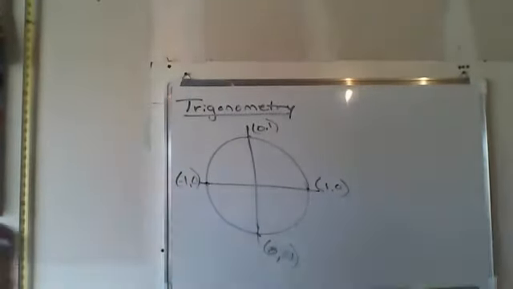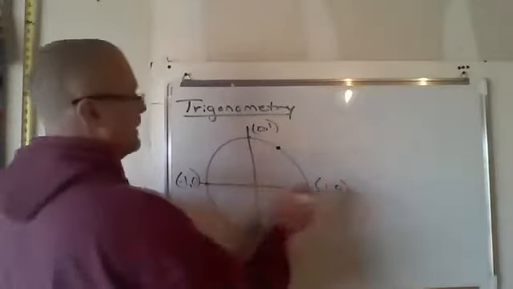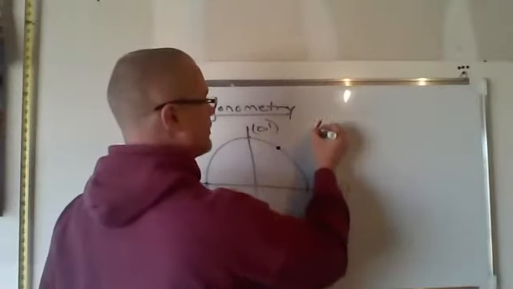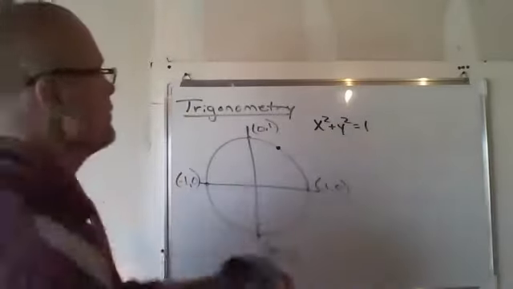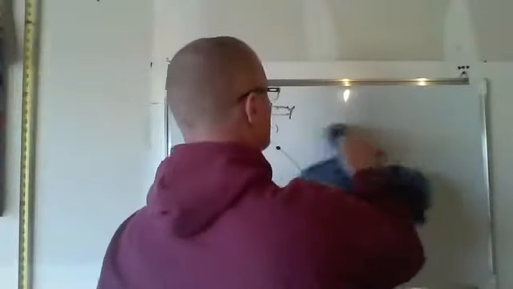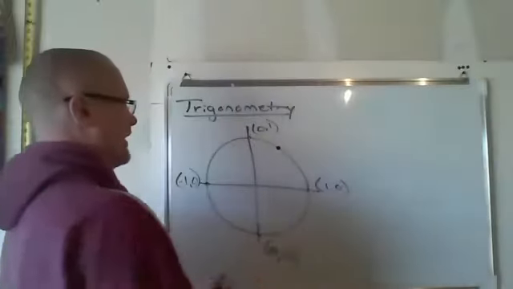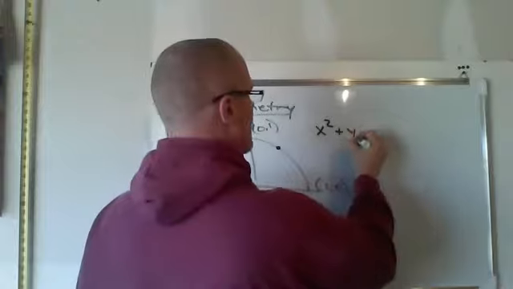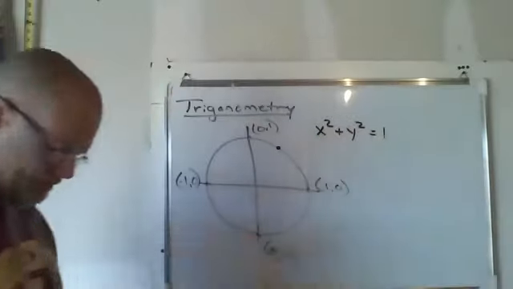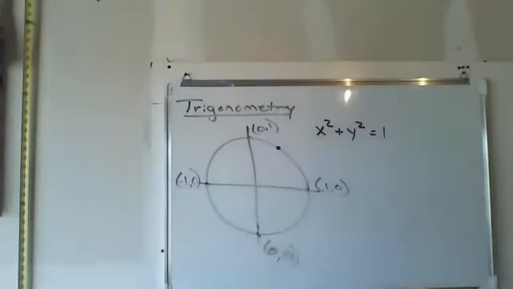Now, if we want to relate that circle, we know that a point on there has to fit the equation x squared plus y squared equals 1, because that's the equation of the unit circle. But what if we wanted to relate more? Let's just draw that again real quick. x squared plus y squared has to equal 1. So let's just draw that x squared and that y squared.